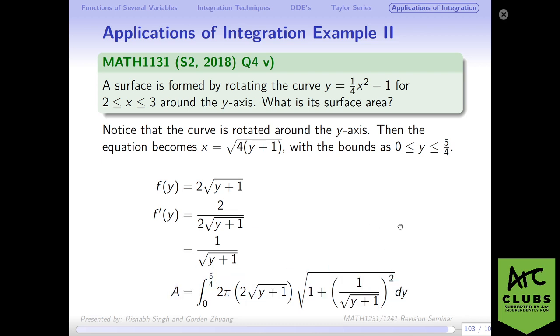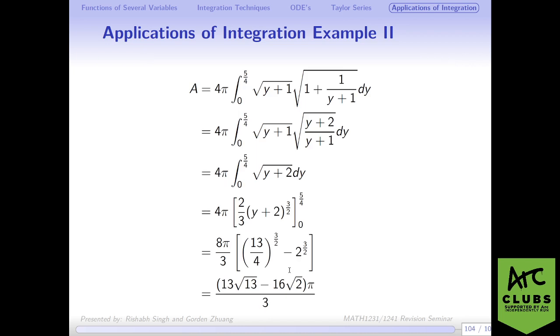Now, this integral might not look too nice, but it's actually not too bad. If we take out the constants and rewrite 1 plus 1 over y plus 1 as y plus 2 over y plus 1, by moving in the y plus 1, then we can cancel out the square root of y plus 1 in the denominator, and we get this square root. We can integrate it, and we find that the surface area is equal to this.